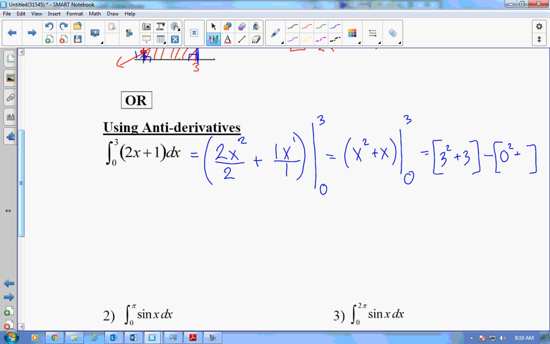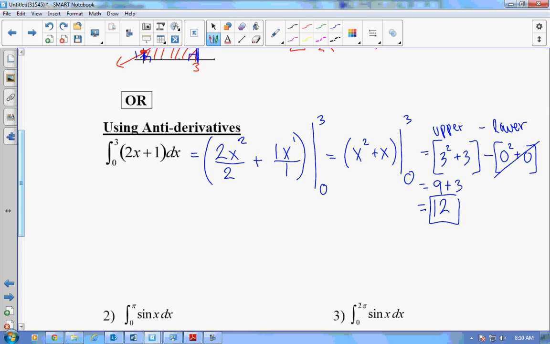0 squared plus 0. So first we do the upper bound, subtract the lower bound. Any questions? And because we have a nice number 0, that cancels out. 3 squared plus 3 gives us 9 plus 3, which is what? 12.